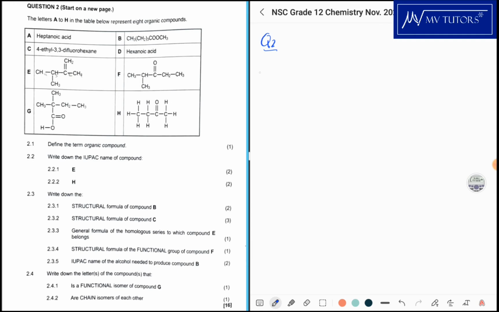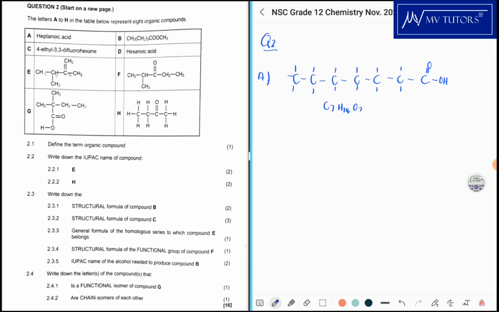So A, we have heptanoic acid. All right. So hept, that means 7. So we have 1, 2, 3, 4, 5, 6, 7 carbons. And the hydrogens 1, 2, 3, 4, 5, 6, 7, 8, 9, 10, 11, 12, 13, 14. All right, and we have 2 oxygens. So heptanoic acid, that's a carboxylic acid. Okay, now let's go to B.